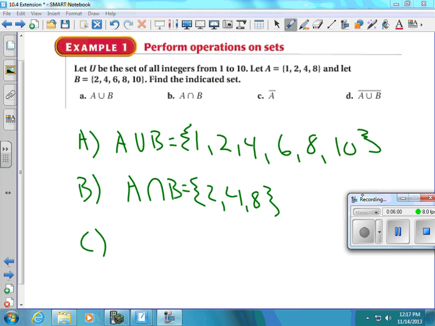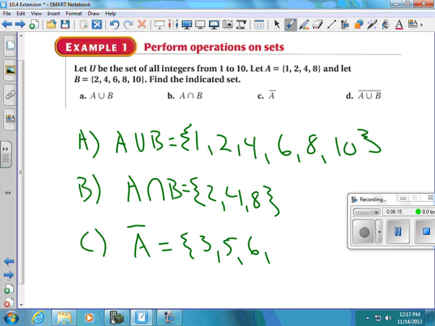So the complement of A, for this case, well, 1 is in A, 2 is in A, but 3 is not in A, and it's in the universal set. 4 is in A, 5 is not, 6 is not, 7 is not, 8 is in A, 9 is not, and 10 is not. So this is the complement of A.